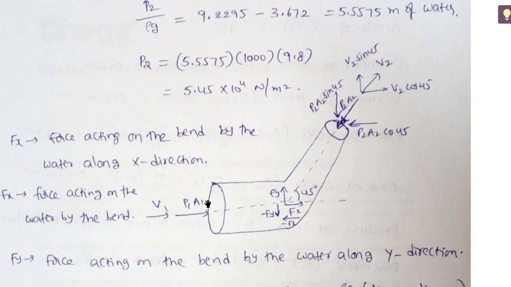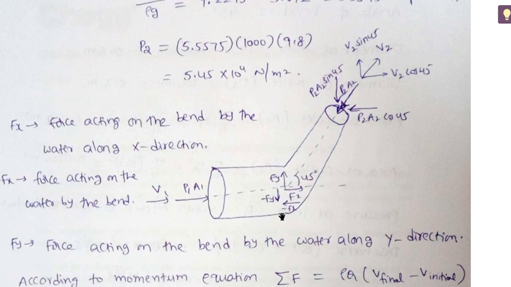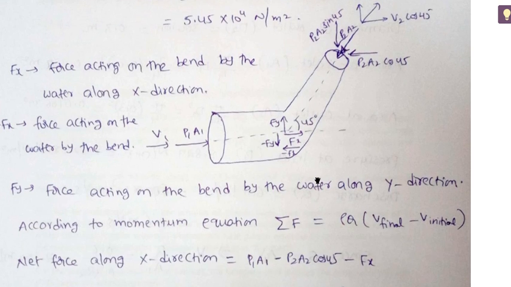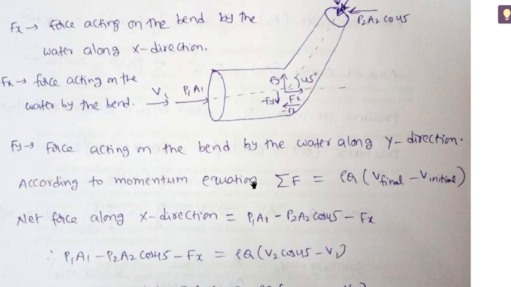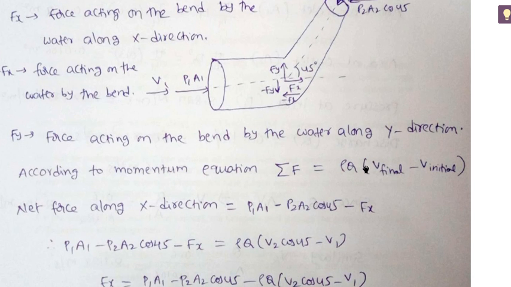So now we are considering only the forces acting on the fluid element. These are the forces acting on the fluid element: pressure force at the inlet, pressure force at the exit, and minus Fx and minus Fy. Now we can write the net force acting along x direction and again net force acting along y direction. From the momentum principle, net force acting along any direction equals rho, the density, into Q, the volumetric discharge, into final velocity in that direction minus initial velocity in that direction. Now we can apply the same principle along x direction and y direction.